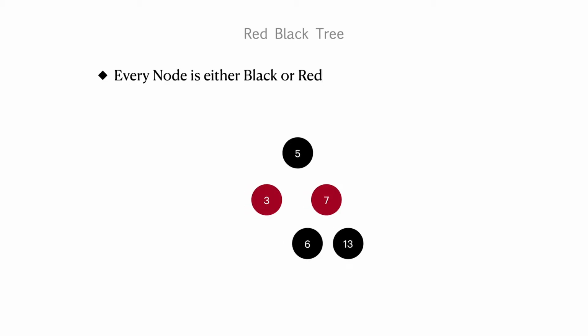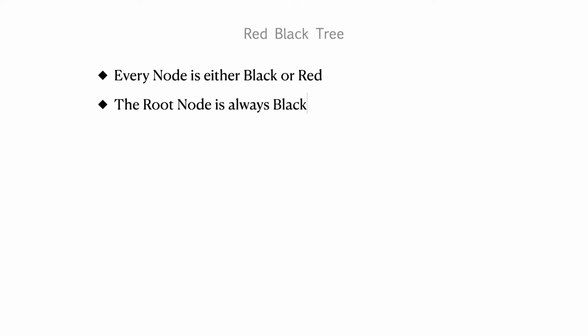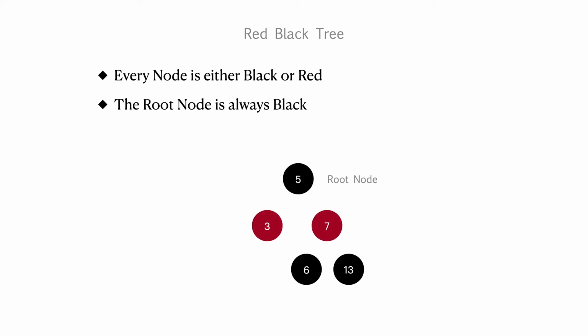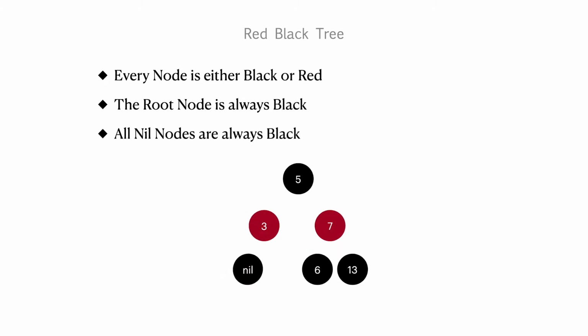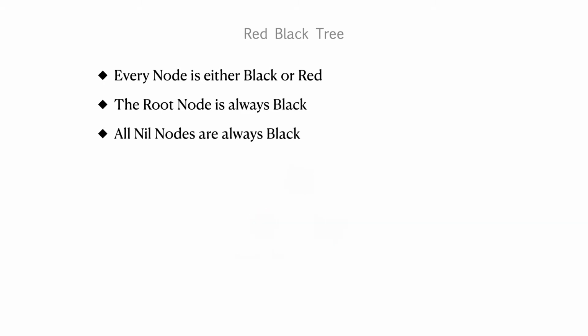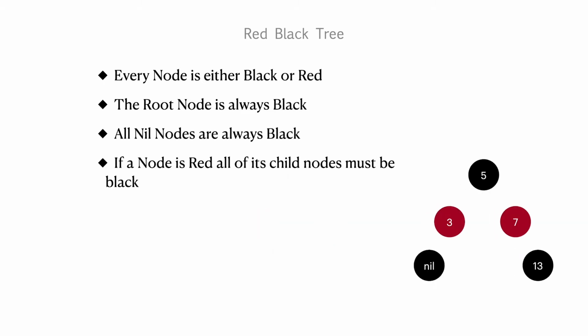Every node is either black or red, but every node is inserted as red and recolored afterward if necessary. The root is always black. All nil nodes, aka the nodes which are null, are always black. If a node is red, all its child nodes are black, which means there's no red-red parent-child relationship, which makes it safe to assume that if a node is red, then its parent is black.